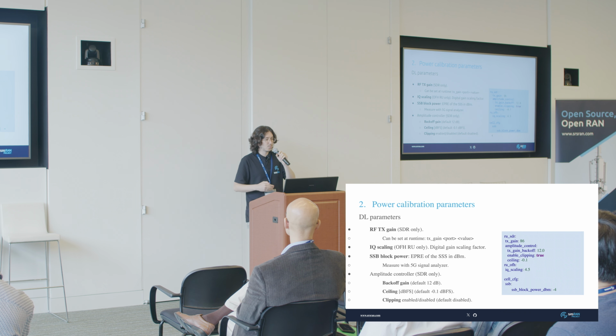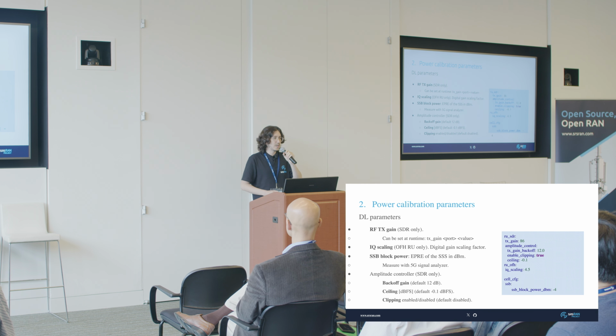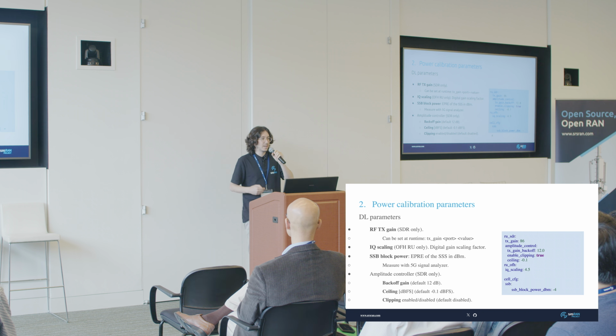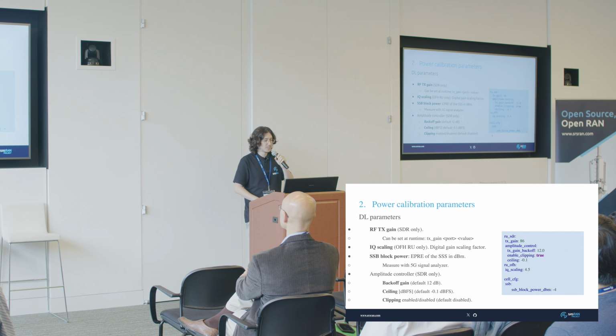So in order to calibrate this parameter, you would need to have a 5G signal analyzer, plug it at the output of your gNB or RU, measure the power of the secondary synchronization signal within the SSB, and put the value that you measure in the configuration. Now I will show you an example of this.